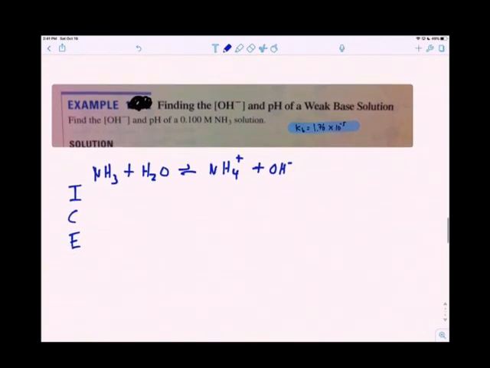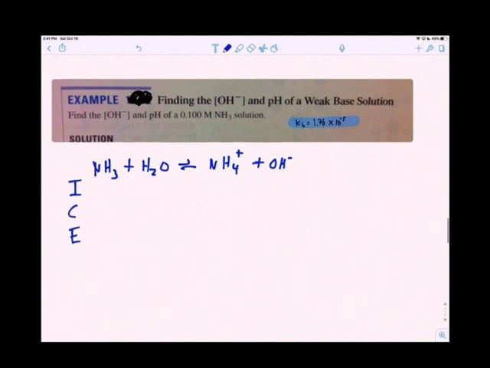And now let's do one involving a weak base. What is the pH of a 0.1 molar ammonia solution? So now I've written out ammonia plus water in equilibrium with ammonium plus hydroxide. This type of reaction is known as a hydrolysis reaction, and this is also considered to be chemistry common sense.